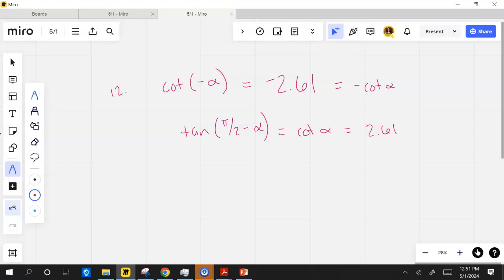That's all you do. Well, for this one, you didn't have to take out a negative 1 because it was already just like the identity, right? The identity says that tangent of pi over 2 minus alpha equals cotangent alpha.